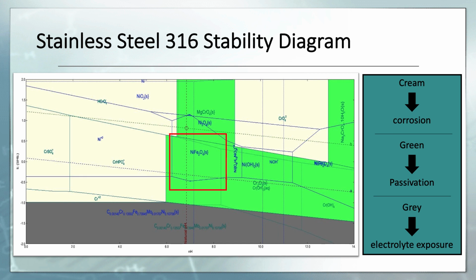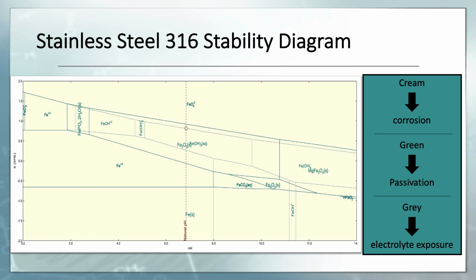If we go one step further and generate a stability graph for each element, then it will provide more information about what is actually happening. Here is the stability diagram for iron. We see that it's entirely cream, which leads us to conclude that the iron is dissolving into the solution and the chromium and nickel are forming the protective layer.